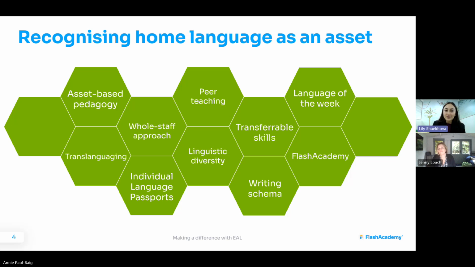And lastly, but again, not least, celebrating diversity through various whole school events. So we celebrate International Mother Tongue Day, International Day. Recently, we've introduced a new initiative called Language of the Week. So yeah, that's lots of fun. Could you talk us through that actually? And has FlashAcademy helped with it?